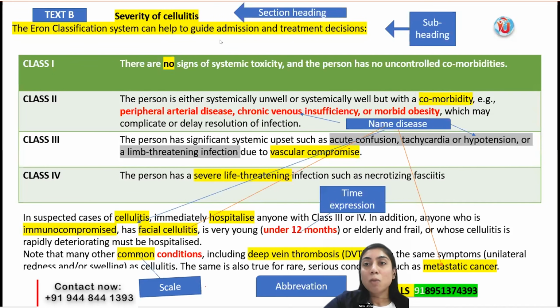And here comorbidity. Then class 3, here also vascular compromise, and class 4 severe life threatening. Then the next paragraph, cellulitis and hospitalized. Here time expression under 12 months, and facial and immunosuppressed, name of the disease, and here common, scale, and deep. Here abbreviation DVT. Then the metastatic cancer.